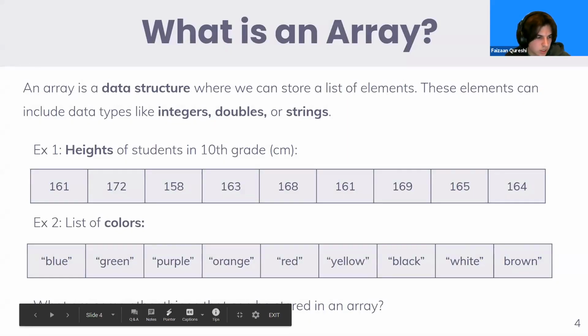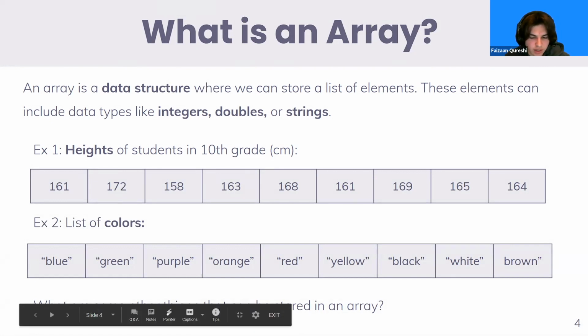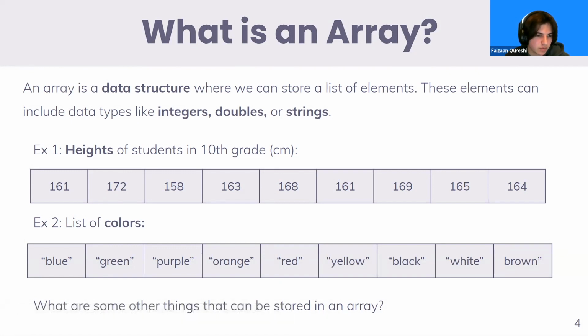So just to get your minds thinking, what are some other things that can be stored in an array? Just to keep in mind, when we're storing things in an array, they have to be of the same data type. You can't have an integer stored with a string. So just come up with some examples, like type in the chat, give me one example of what we could store in an array.